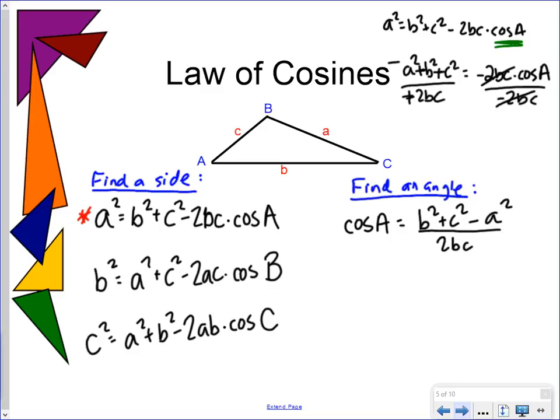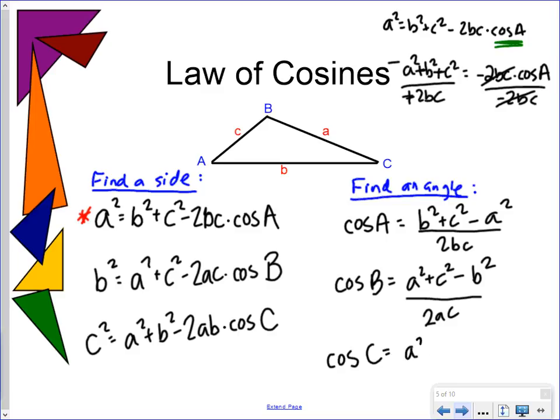Again, there's a pattern here that you can notice. The cosine of the angle that you're taking is the one that's negative at the end. And then everything else is in terms of b's and c's. So when I do cosine of B, I'm going to start with a squared and c squared as positives and subtract the b squared. And then the denominator always matches the first two, so 2ac. And then I could write my third one: a squared plus b squared minus c squared all over 2ab.